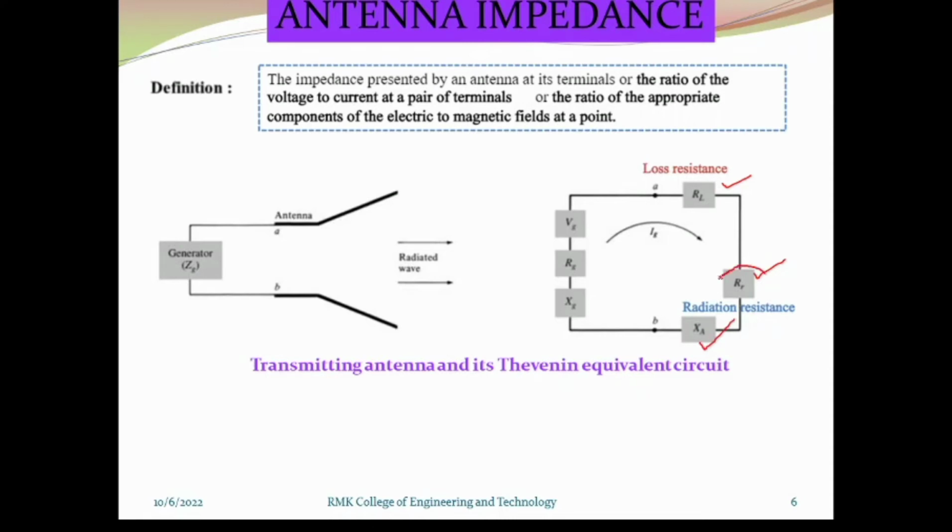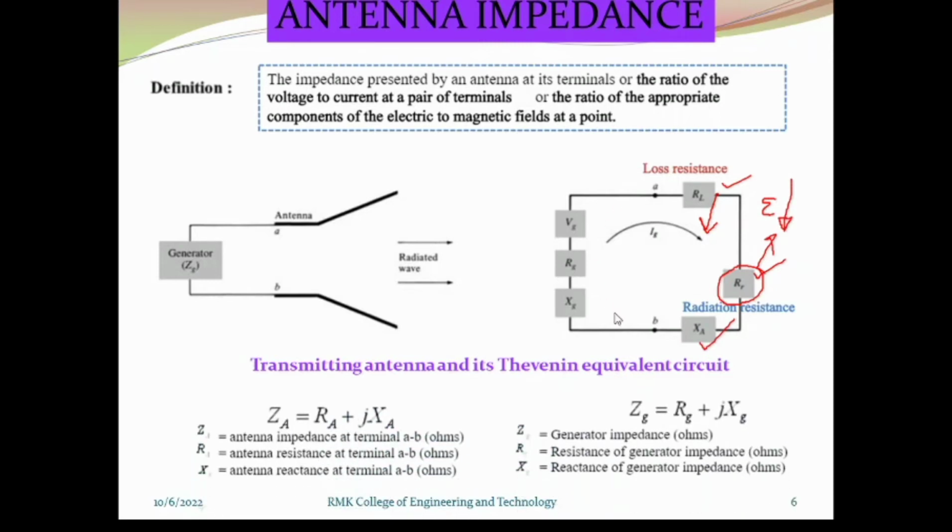RR value should be greater compared with the RL value, which is the loss resistance. When RL is greater, the efficiency is reduced, right? That is very, very important. So this is the Thevenin equivalent circuit of the given antenna structure. Now this is the corresponding impedance of the antenna, and this is the impedance of the generator, right?